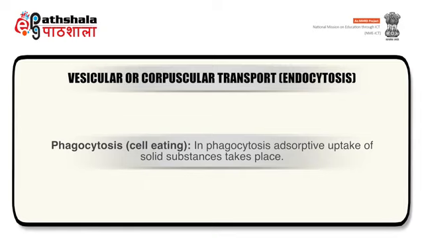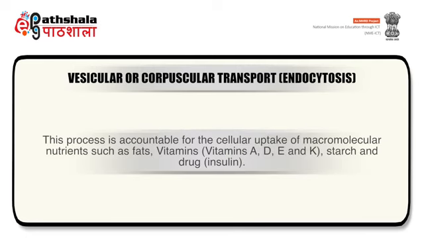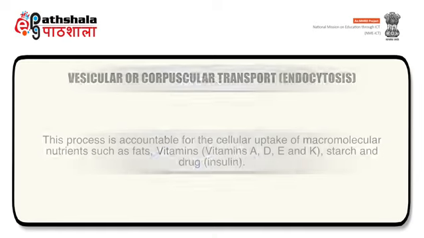Phagocytosis, or cell eating. In phagocytosis, absorptive uptake of solid substances takes place. This process is accountable for the cellular uptake of macromolecular nutrients such as fats, vitamins, for example vitamin A, D, E and K, starch and drugs, for example insulin.